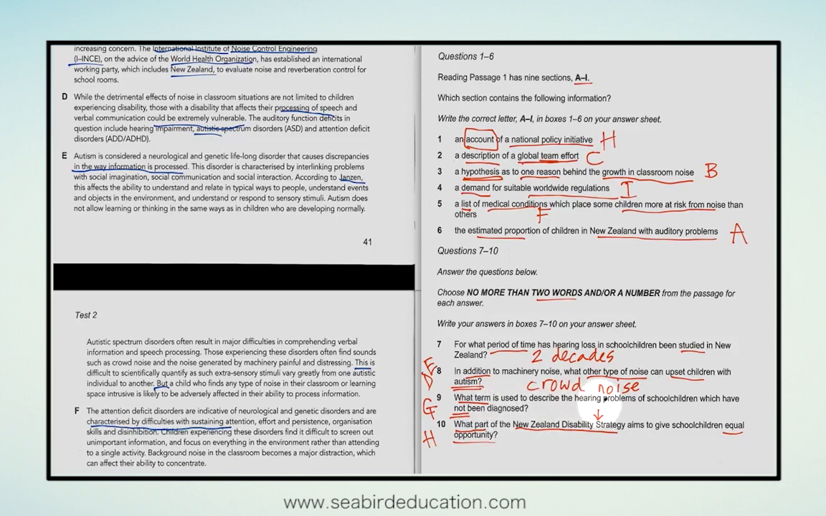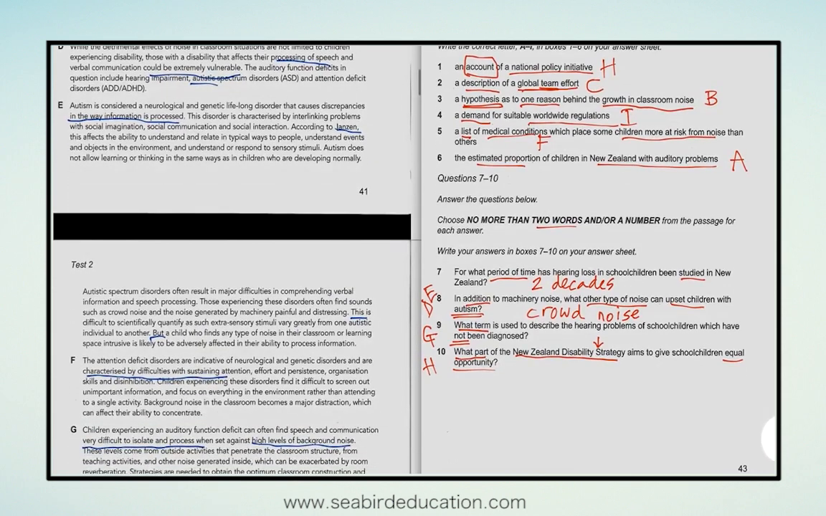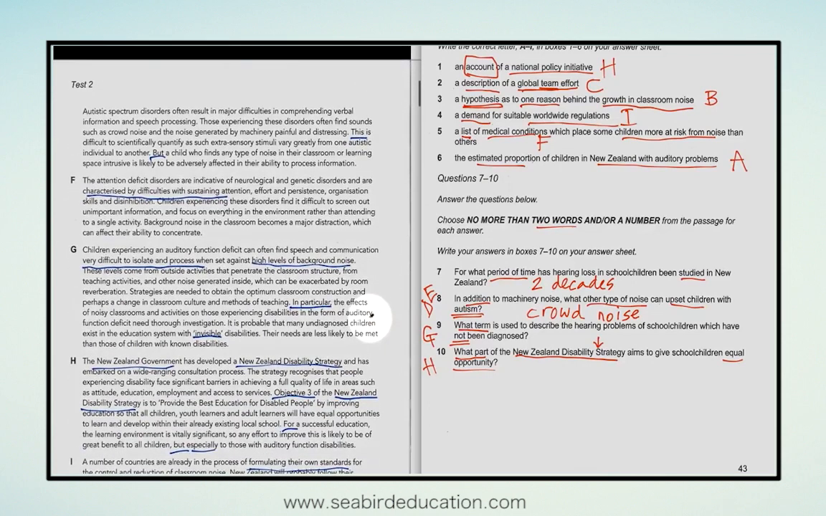What term is used to describe the hearing problems of children who have not been diagnosed? We have not been diagnosed, so we say that's G. Hearing problems of children. So the hearing problems of children are invisible disabilities.